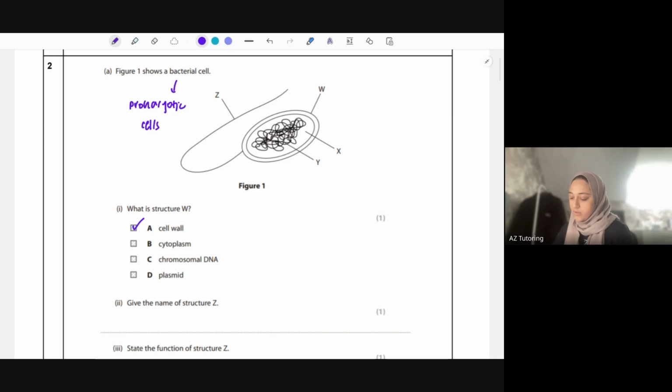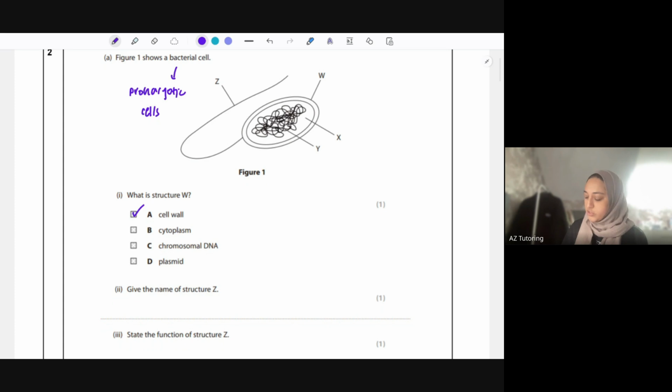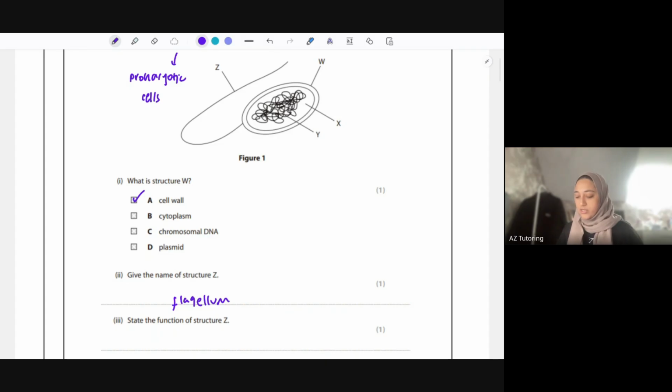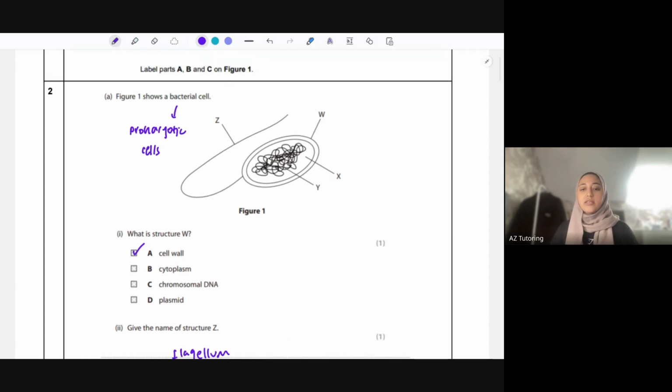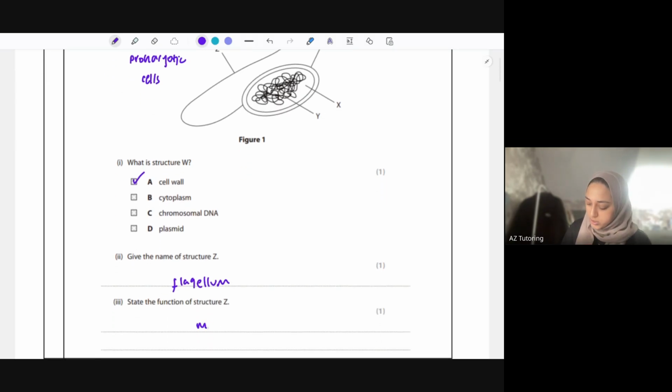Give the name of structure Z. That's the tail. We call that the flagellum because it's just one. Flagella is if you've got multiple. So flagellum. And it says state the function of the structure Z. Well, think about it. It's a bacterial cell, and the whole point of the bacterial cell is a type of pathogen, and it wants to infect. And in order to infect, it has to be able to move, and the flagellum helps it move. So you would just say movement.